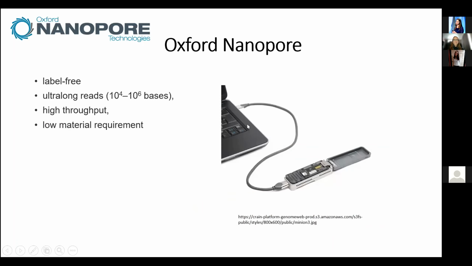Then we have Oxford Nanopore. The significant advantages of the nanopores include label-free, ultra-long reads, high throughput, and low material requirement. Each of these greatly simplifies the experimental process and can be easily used for DNA sequencing applications. So using nanopore sequencing, a single molecule of DNA can be sequenced without the need for PCR amplification or chemically labeling the sample.